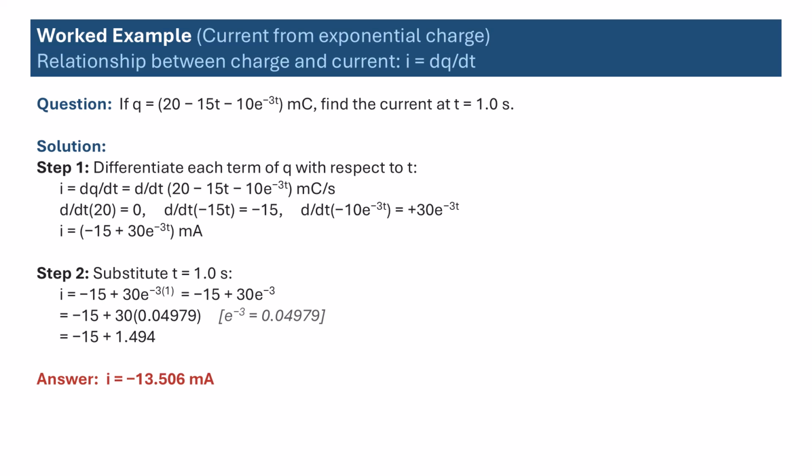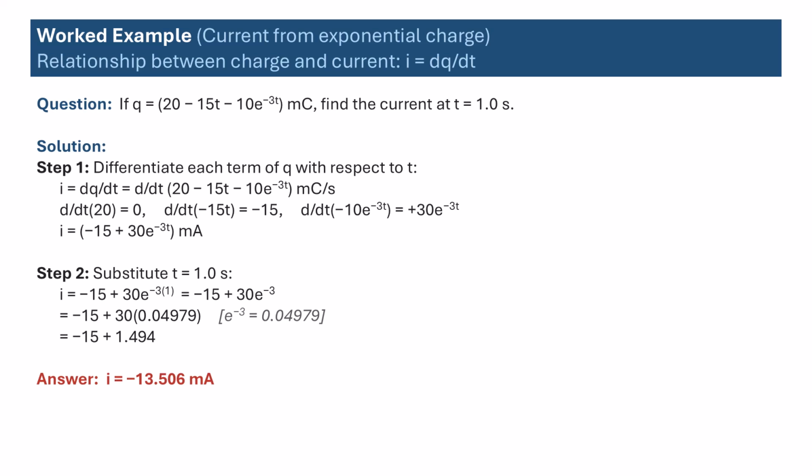d/dt of minus 10e to the power of minus 3t equals minus 10 times minus 3 e to the power of minus 3t equals plus 30e to the power of minus 3t. Therefore, I equals dq/dt equals minus 15 plus 30e to the power of minus 3t milliamps. Step 2. Substitute t equals 1.0 seconds. I equals minus 15 plus 30e to the power of minus 3.